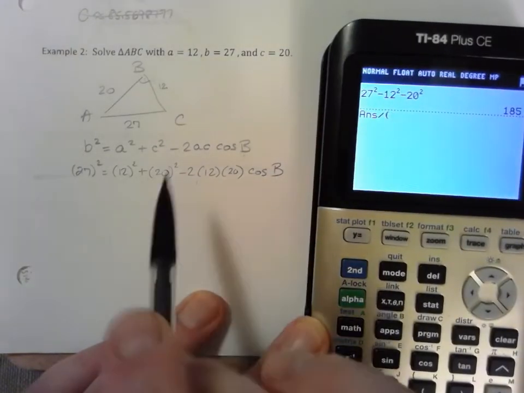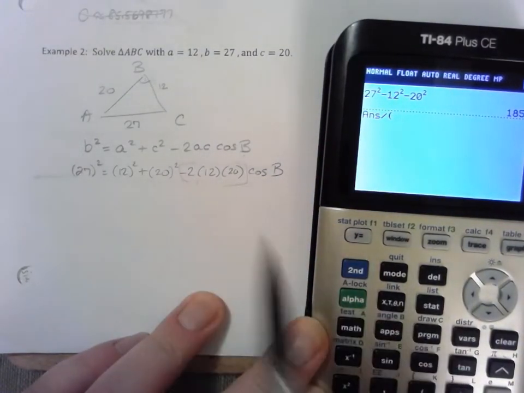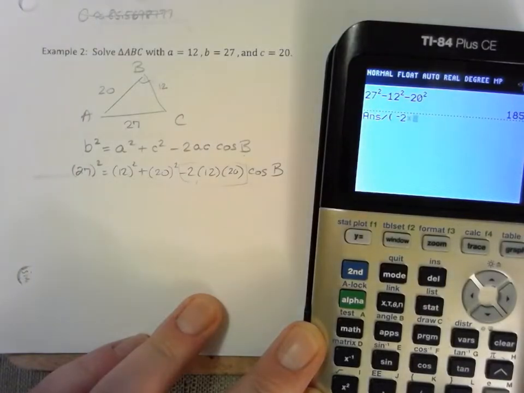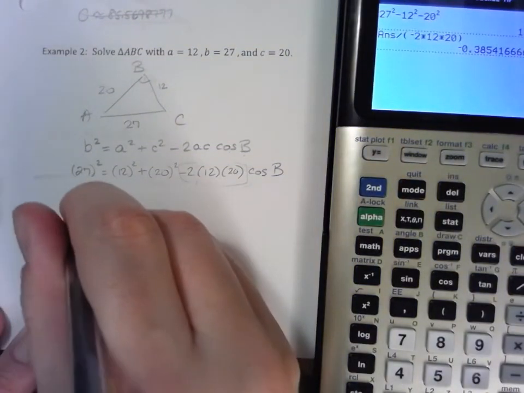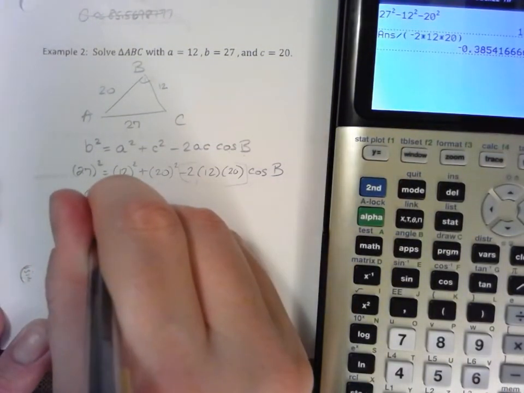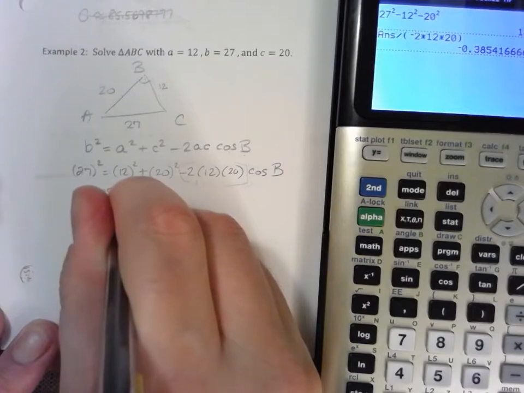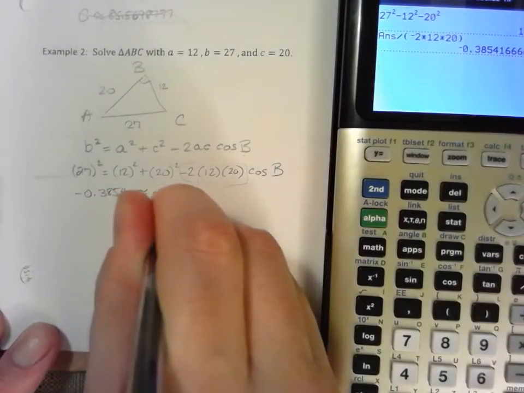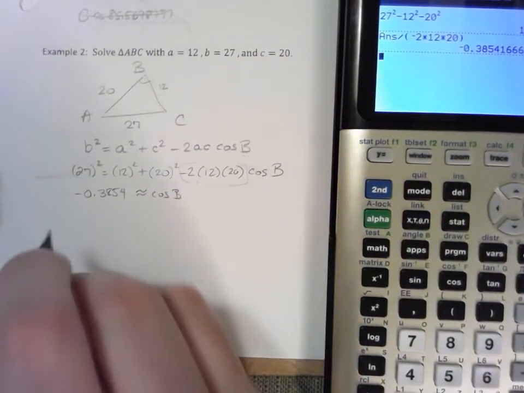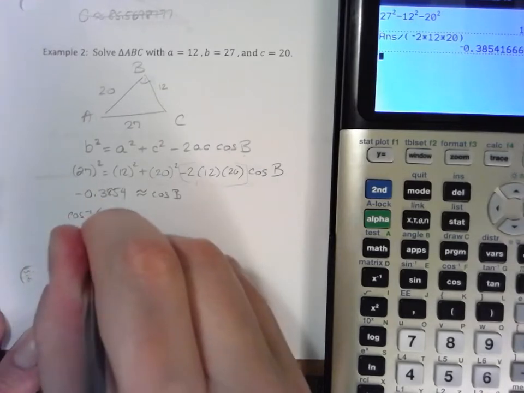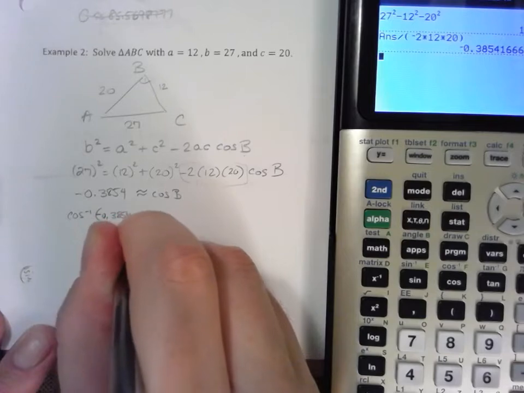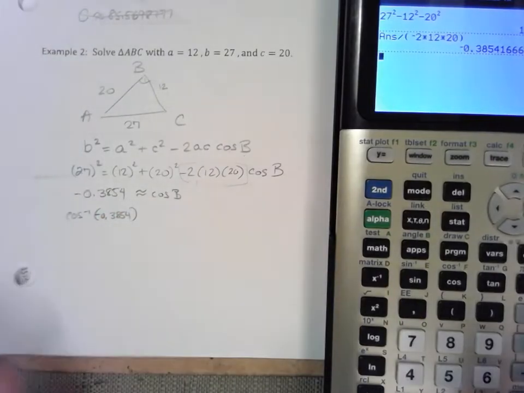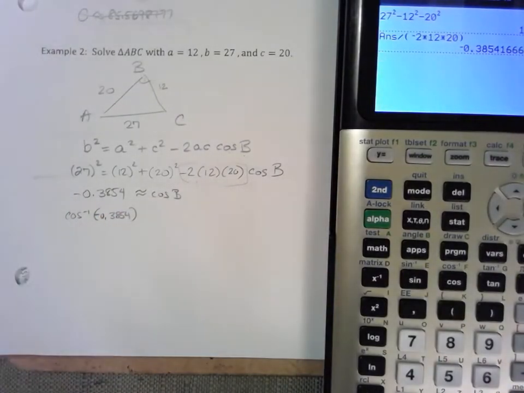So I'm going to group all this together. I want to divide by negative 2 times 12 times 20. Close that parenthesis. This is going to tell us the cosine inverse. So the approximation for that is what I'm going to write down, although when I go to calculate this, I'm going to use the exact value. I want to take the cosine inverse of this negative number. Now cosine is negative in the second quadrant, so I expect this to be an obtuse angle.